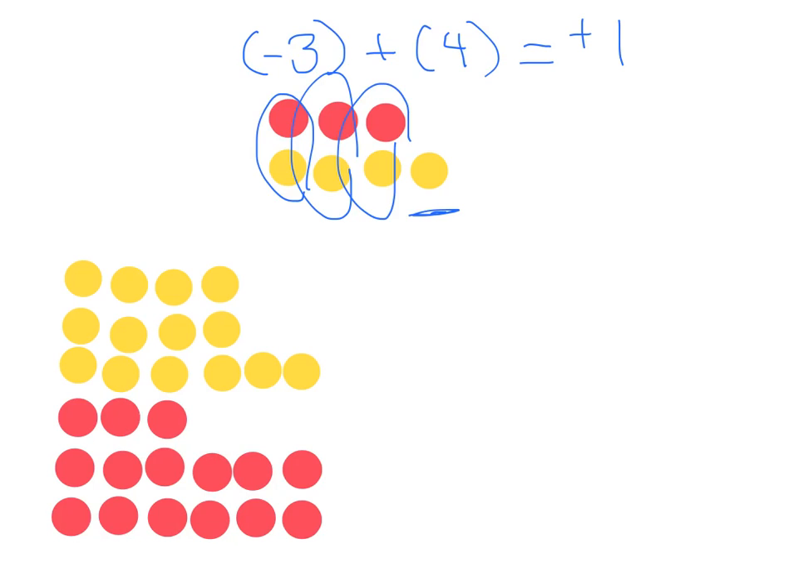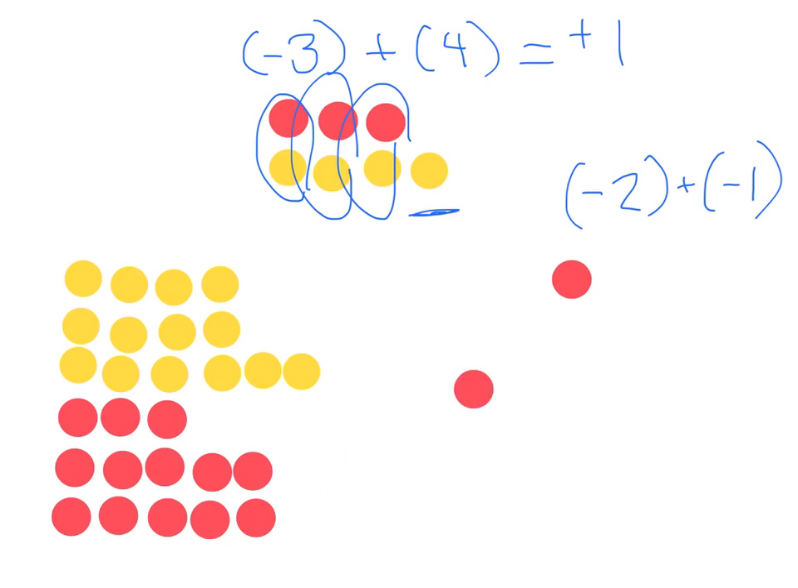What happens when you have 2 negatives? So let's say we have negative 2 plus negative 1. You're going to show the first one, negative 2, plus negative 1, and our value is negative 3. There's no zero pairs, there's nothing to cancel out. We equal negative 3.